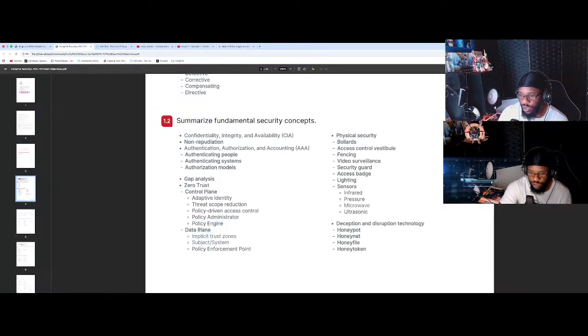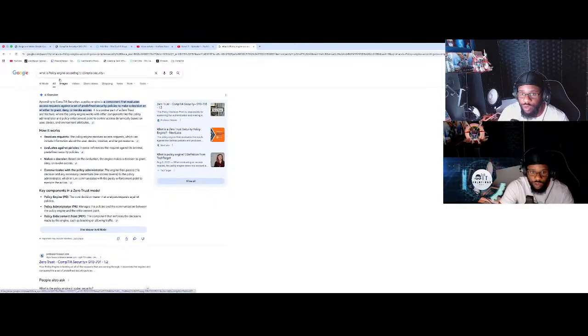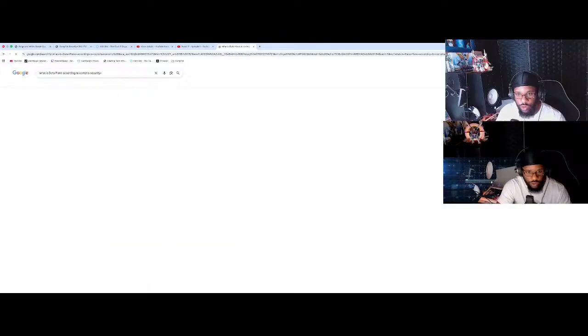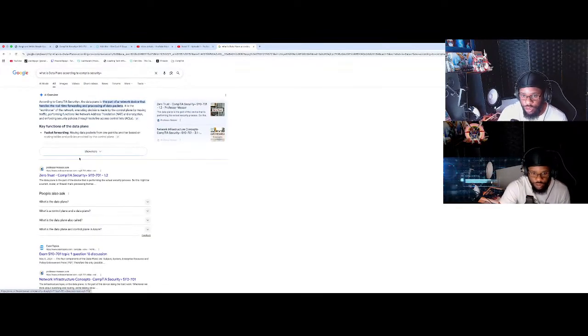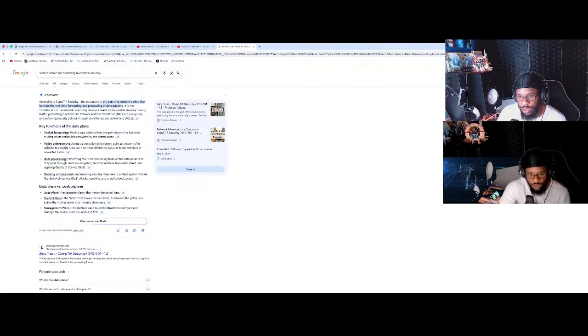All right, let's talk about the data plane. We talked about the control plane concepts, and now we talk about the data plane. What is the data plane according to CompTIA Security Plus? According to CompTIA Security Plus, the data plane is the part of a network device that handles the real-time forwarding and processing of data packets.